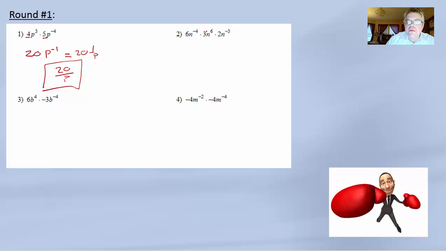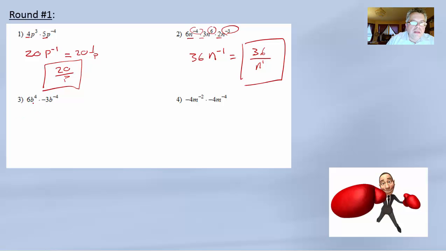Okay, take a look at this one, all multiplication. Do 6 times 3 times 2, so that's 18 times 2 is 36. And we're going to have n to the, well, we've got to figure out the exponent. We have to add these, negative 4 plus 6 plus negative 3. If you do that, you get negative 1. All right, so rewrite with a positive exponent. That's 36 over n to the positive 1, or just 36 over n.